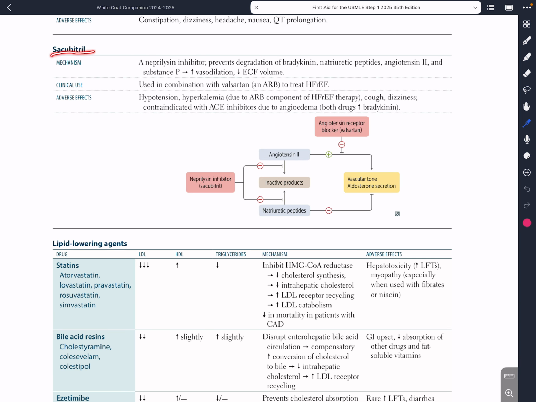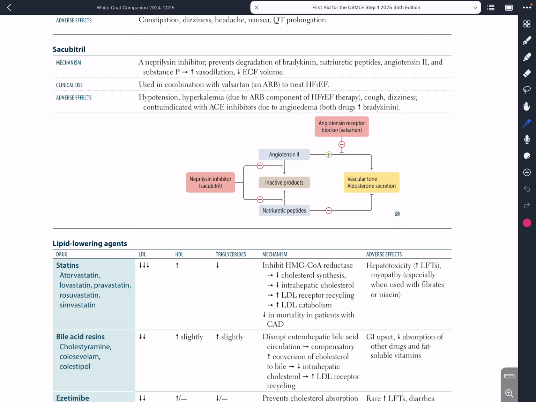The mechanism of action of sacubitril is that it is a neprilysin inhibitor, which prevents degradation of bradykinin, natriuretic peptides, angiotensin II, and substance P, leading to increased vasodilation and decreased extracellular fluid volume.